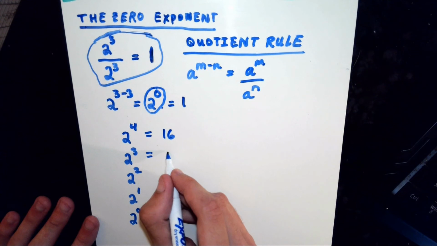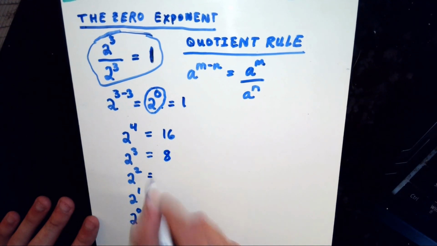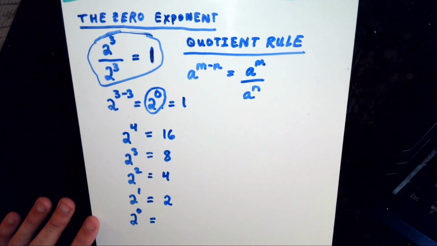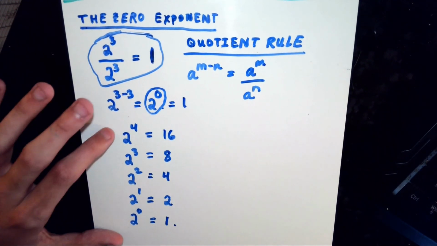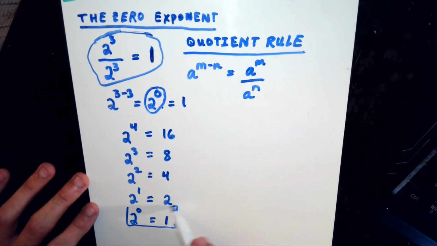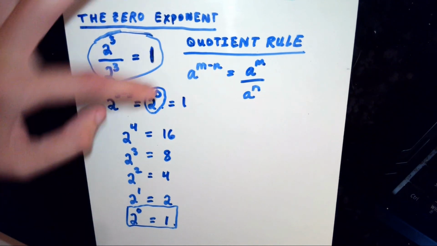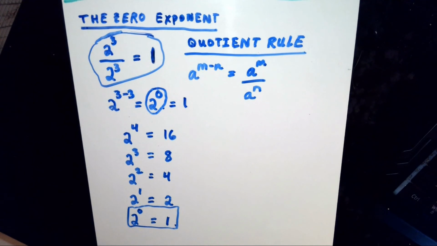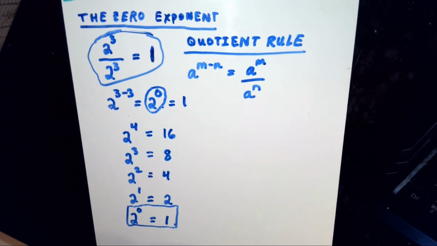So the next number would be 8. Dividing by 2 again, we get 4. Dividing by 2 again, we get 2. And then what do you know? Dividing by 2 once more, we get 1. So this is another justification of why 2 to the 0 is 1. It's seen a little more pictorially than the way I explained it up here. So that's why the zero exponent is defined that way.